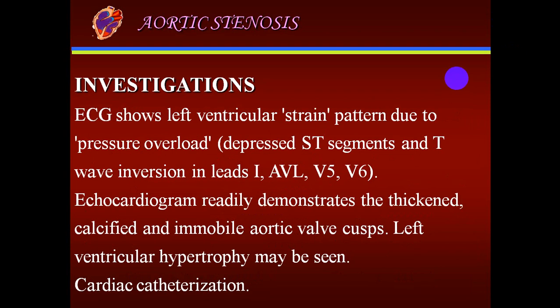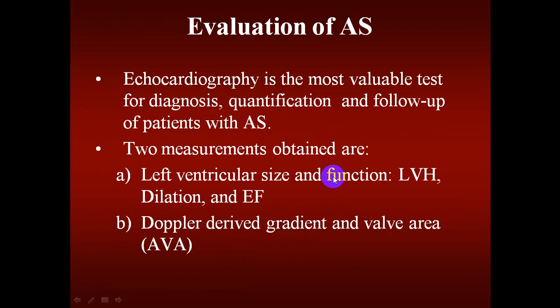Echocardiogram readily and easily demonstrates the thickened, calcific, and immobile aortic valve cusps. Left ventricular hypertrophy may be seen. Cardiac catheterization is important in aortic stenosis if there is coronary heart disease or if we have decided to do surgery. Echocardiography is the most valuable test for diagnosis, quantification, and follow-up of the patient. So diagnosis, severity, and follow-up.